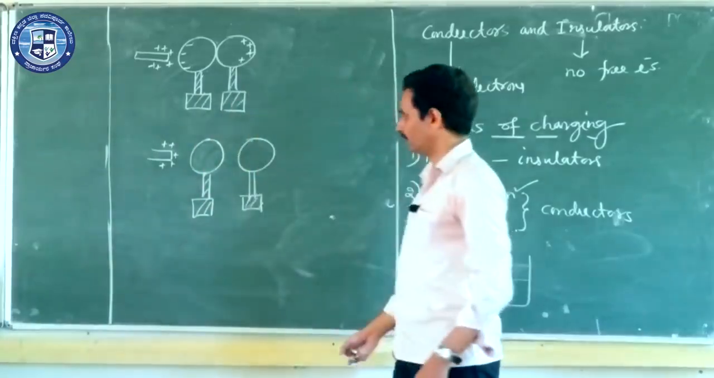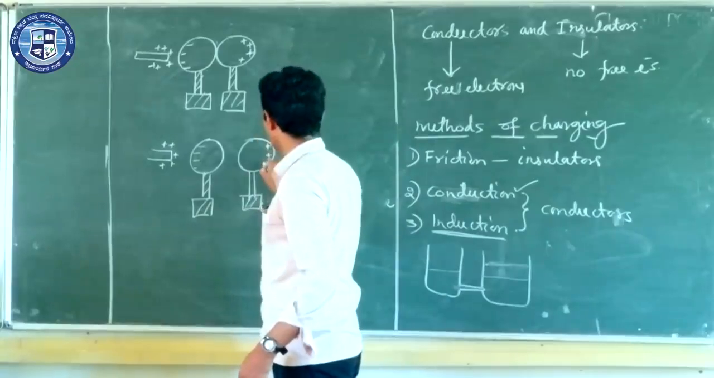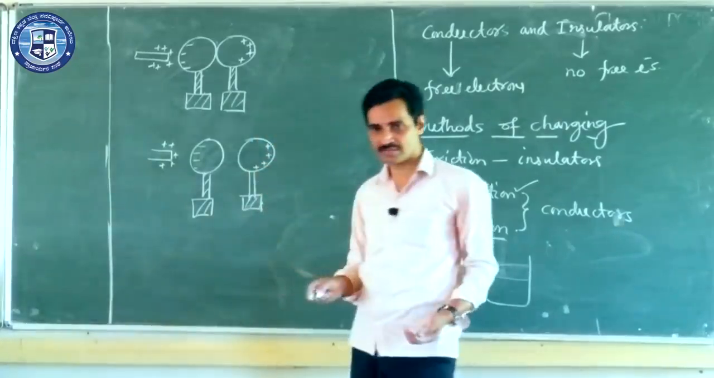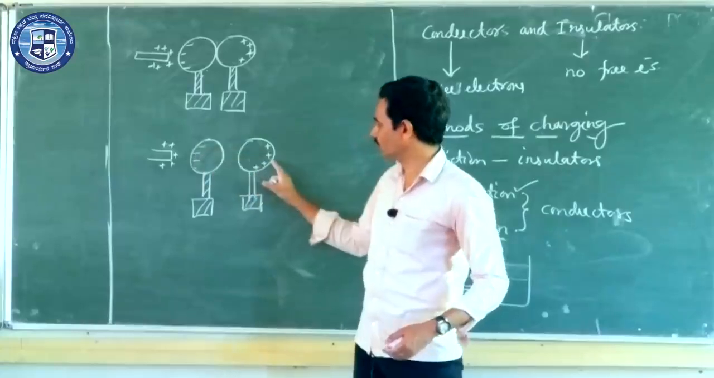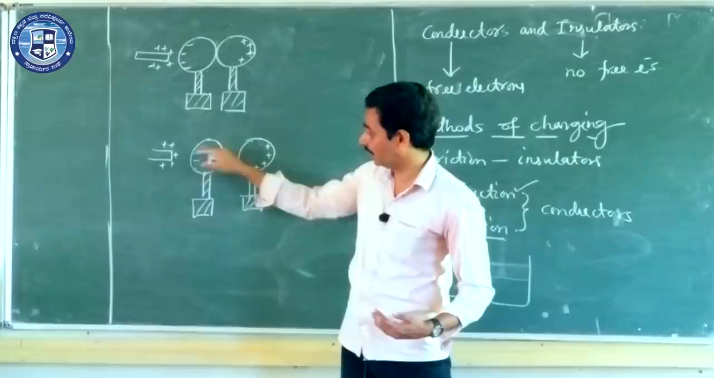Bring them a little bit separated. Of course, now the negative charges are here and the positive charges are here. This is the deficiency. Positive charge in the sense that these electrons have gone here, so there is a deficiency of electrons here. There is a movement of electrons here. There is an excess here.